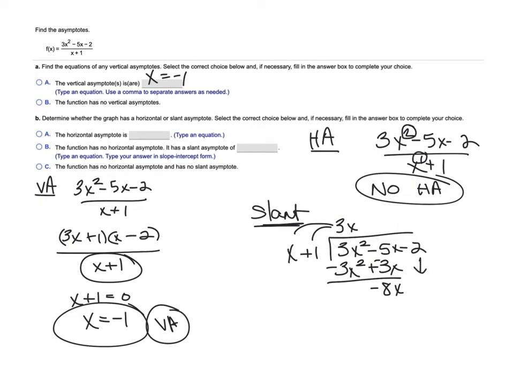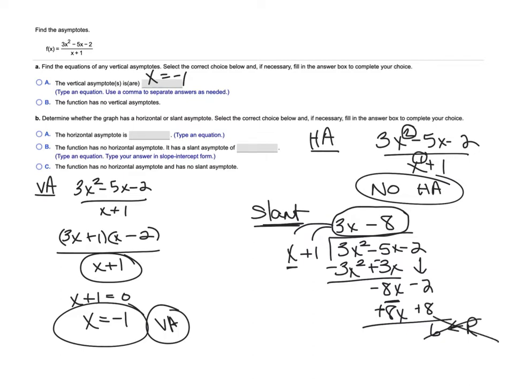Now we can bring down our negative 2, and one more time, x goes into negative 8x how many times? Negative 8. Okay? Actually, the quotient is your slant asymptote, so you really don't even have to finish the problem. The remainder has nothing to do with it. If you did finish the problem, you would multiply negative 8 through. Negative 8 times x is negative 8x, and negative 8 times 1 is negative 8. If you subtract, you change both signs and add, and you would get 6 as the remainder. But for the slant asymptote, the remainder has nothing to do with it.